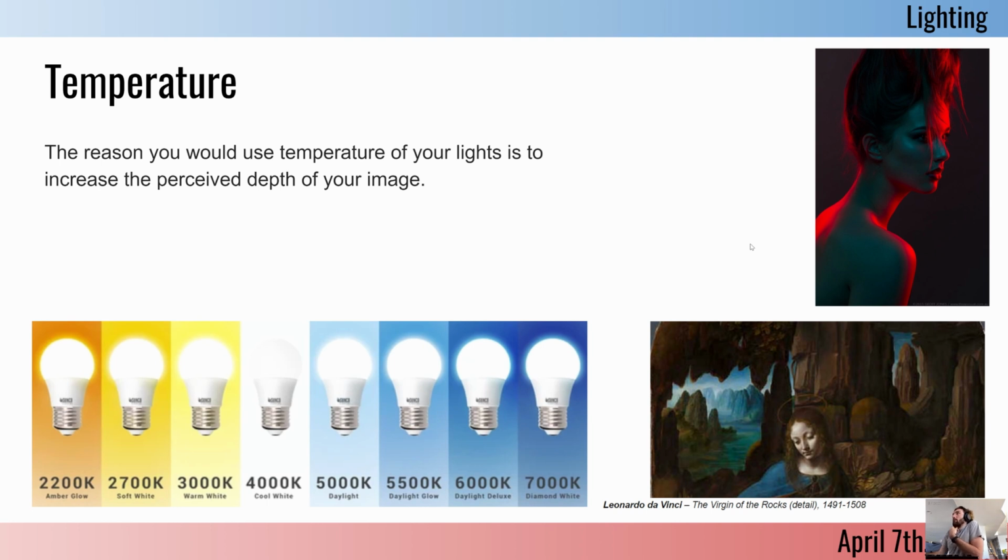Temperature in light is very useful. It was first used by Leonardo da Vinci. I think we learned this one in Color and Comp. This is the first painting to ever show blue depth, or blue shift, I think it's called.